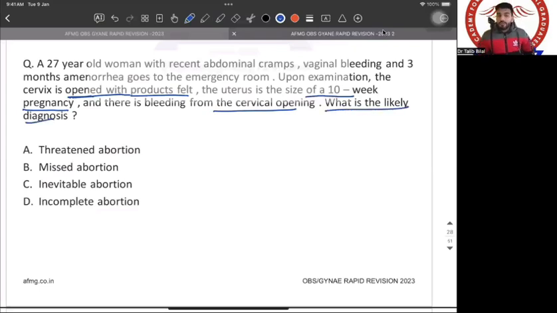So this is a case of abortion, but depending upon whether the os is closed or open, depending upon the history of the patient, whether the patient gives a complete history of the passage of masses, an incomplete history, or no history of passage at all, or whether the products are bulging or hanging outside, we can diagnose the particular type of abortion.